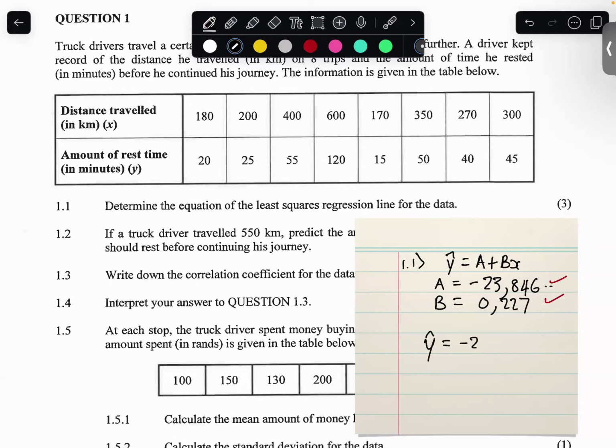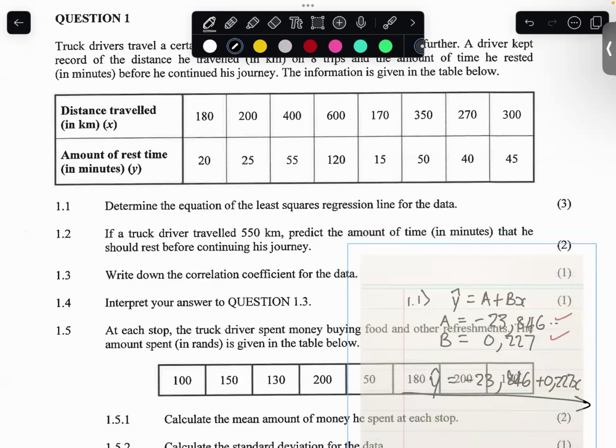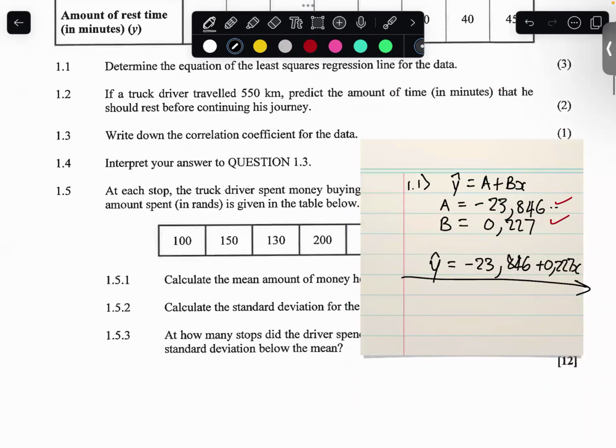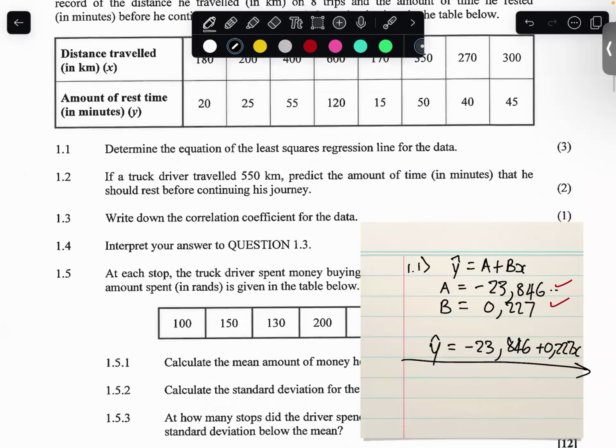So that's minus 23,846 plus 0,227x. Equation form, right? Next question says, if a truck driver traveled 550 kilometers, predict the amount of time in minutes that he should rest before continuing his journey. So 550 kilometers, this is a distance. The distance is x. So they want you to predict the amount of time in minutes that he should rest. So they want the y value. So they're giving you the x value. They want the corresponding y value.